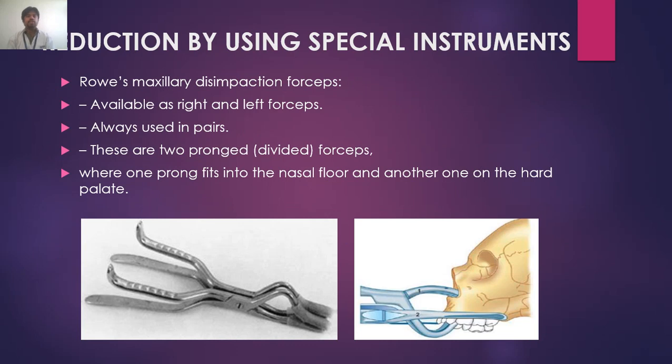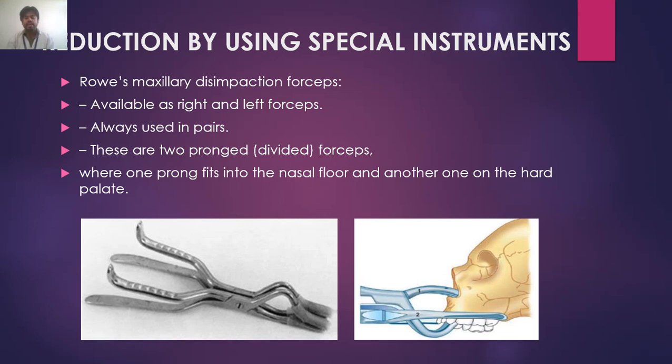Reduction by using special instruments. Rowe's maxillary disimpaction forceps are available as right and left forceps, always used in pairs. These are two-pronged divided forceps where one prong fits in the nasal floor and the other into the hard palate. As you can see in the pictorial depiction, this is how the Rowe's maxillary disimpaction forceps is used.